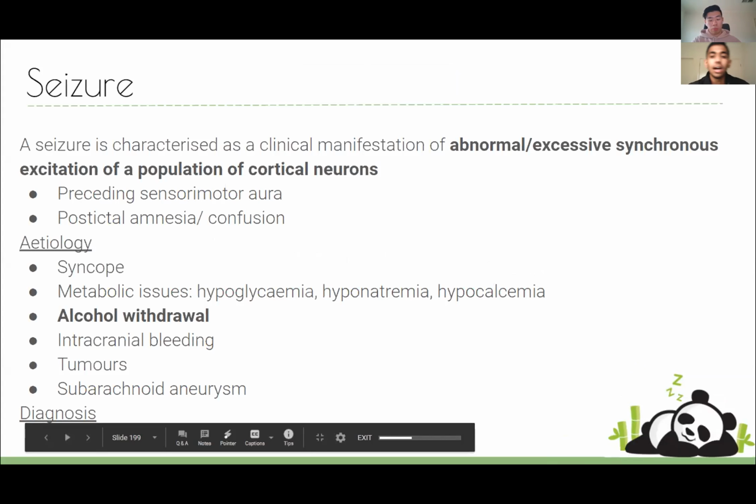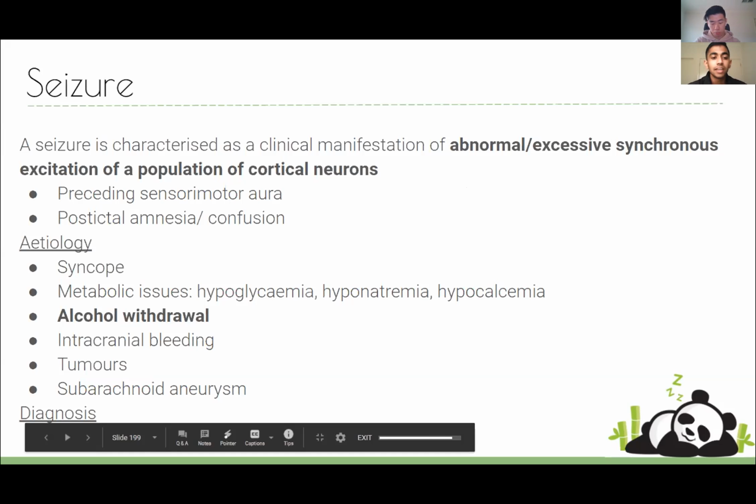So what is a seizure? A seizure is basically just abnormal or excessive neuronal stimulation in the brain. So whether they're firing when they're not meant to, or there's too many neurons firing, that's what's happening when you get a seizure, and that's what's going to cause your symptoms. So your jerky movements in your body and all those kind of motor symptoms that we typically associate with seizures.